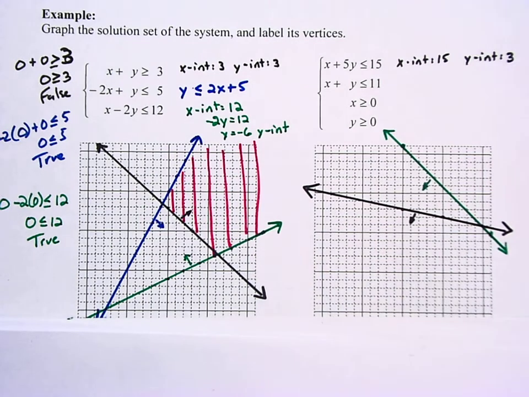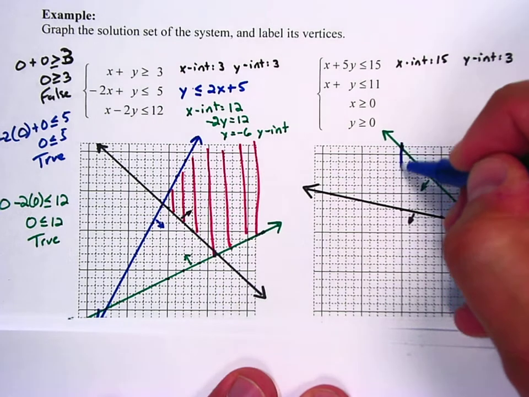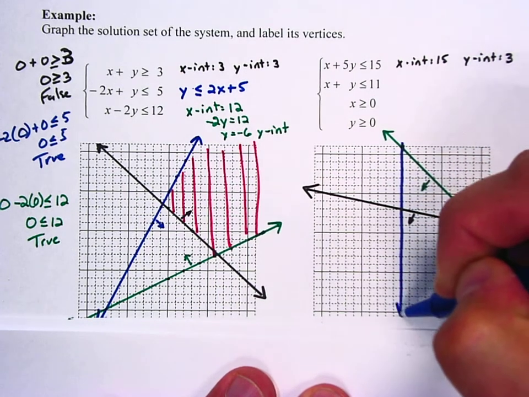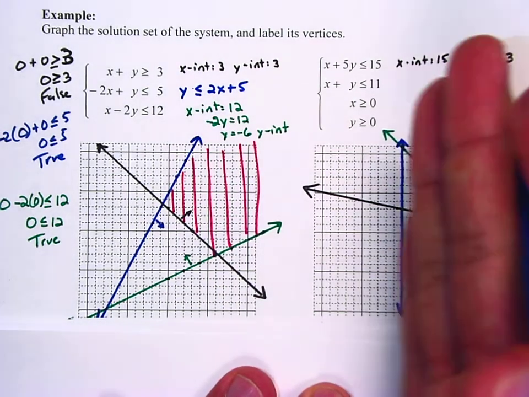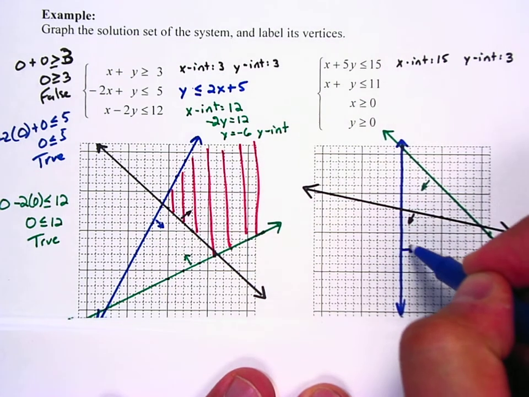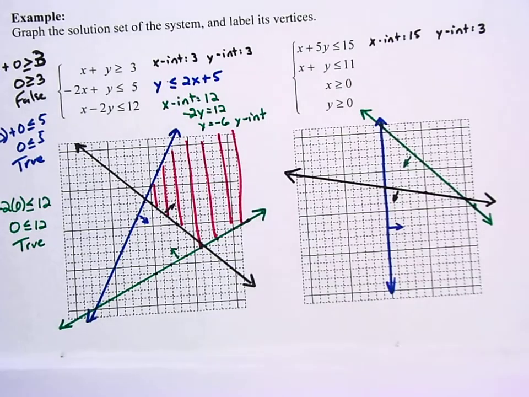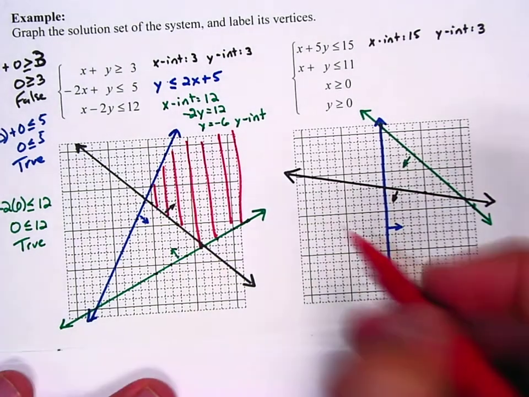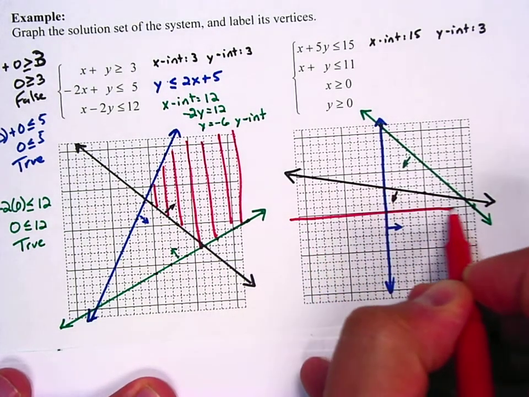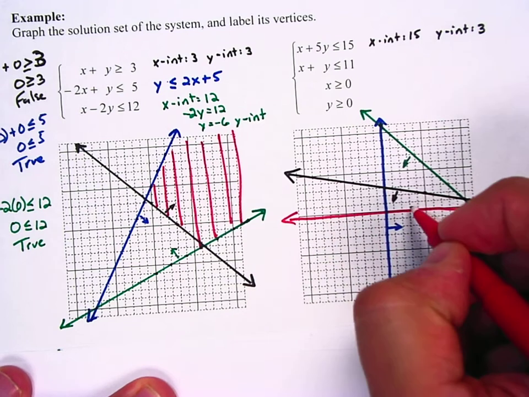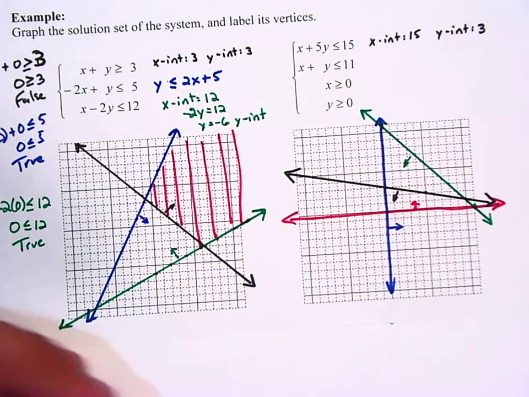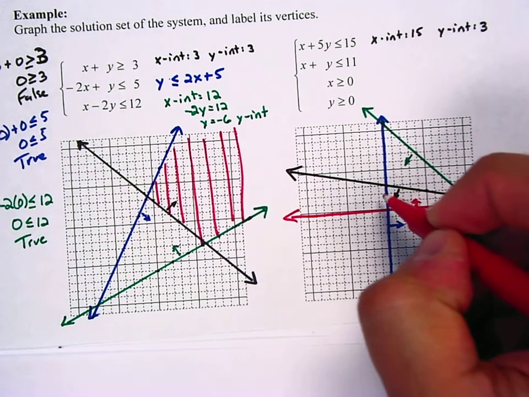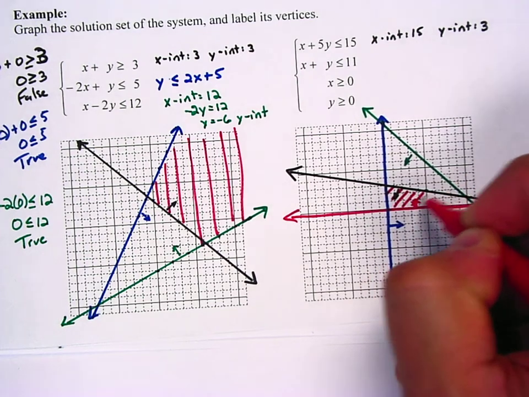Now the last two are kind of tricky, but x is greater than or equal to 0 is a vertical line right on the y-axis. So that's right there. And if x is greater than or equal to 0, I'm shading to the right of that line. Y is greater than or equal to 0 is right here. And if I'm shading above that line, that's right there. So I'm below both the green and the black line. I'm to the right of the blue and above the red. That means my shaded region is right there.